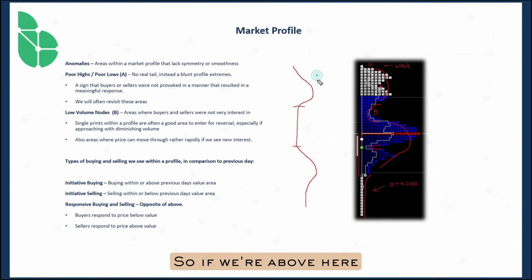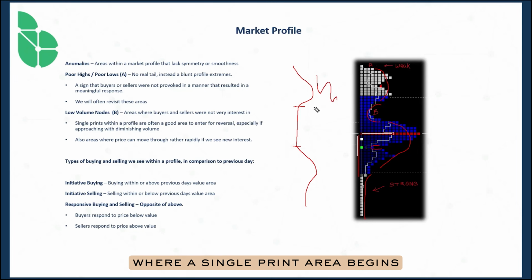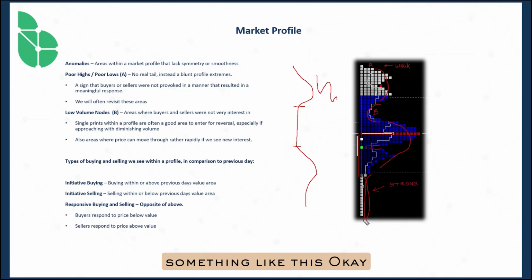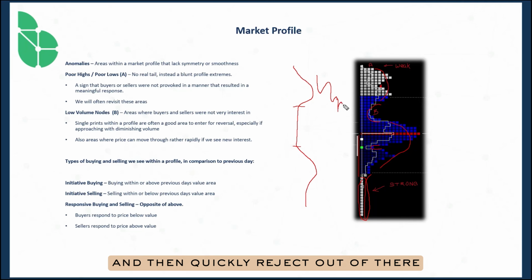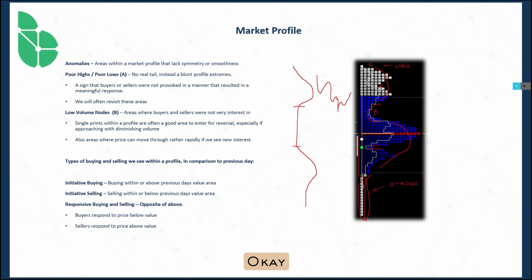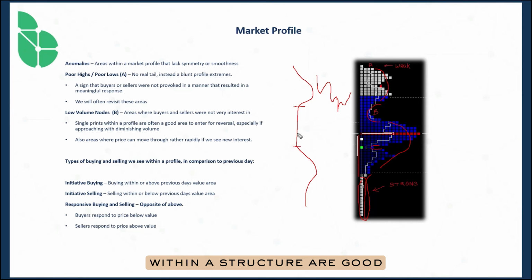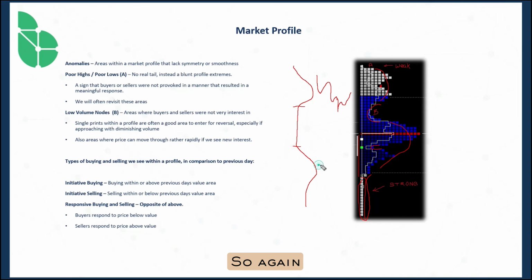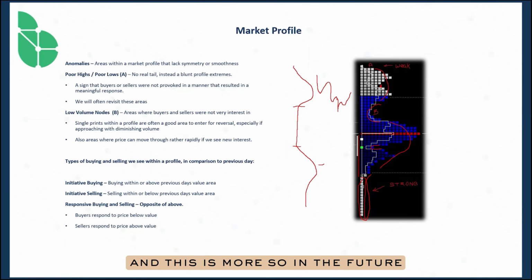So if we're above here and we're coming down to an area where a single print area begins, it looks something like this. Within a structure, we'll typically see that price might wick into here and then quickly reject out of there. So single prints within a structure are good areas for reversals, especially if we're approaching them on diminishing volume. And this is more so in the future.